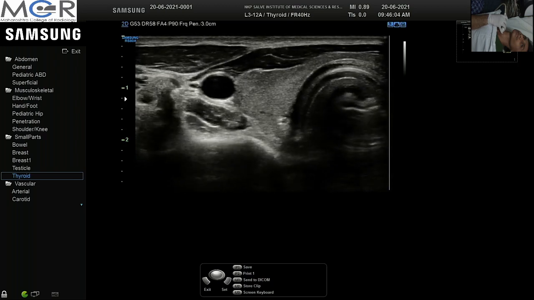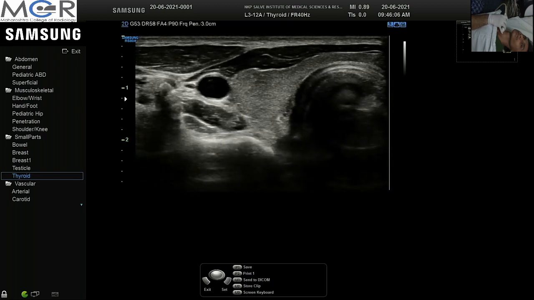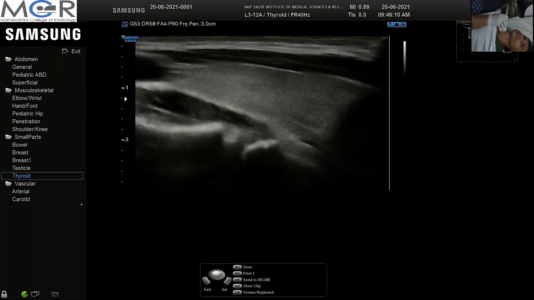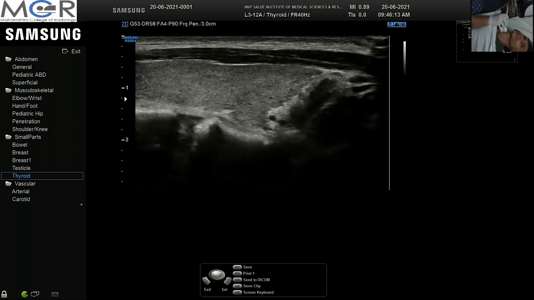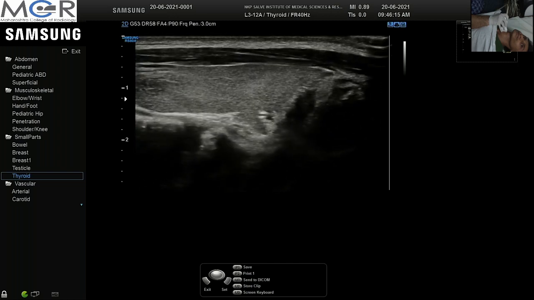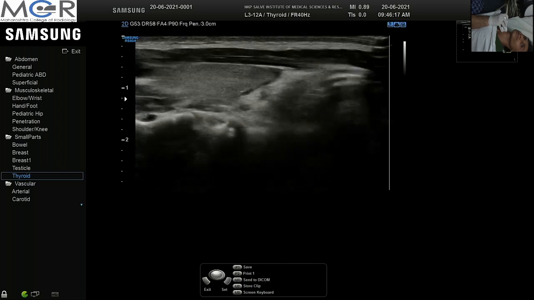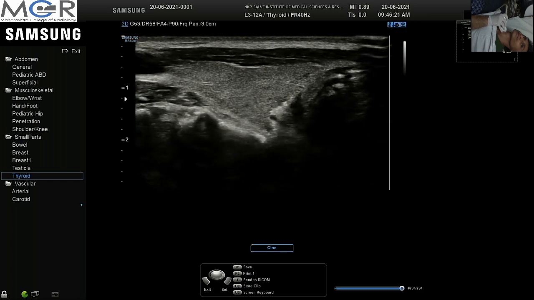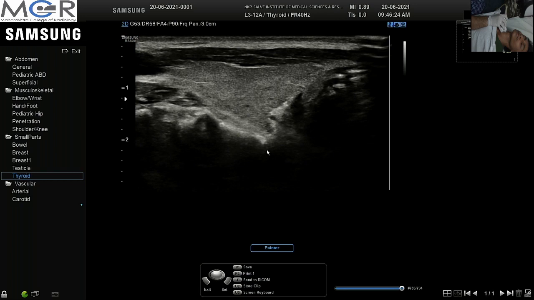Zuckerkandl tubercle is seen in up to 60% of the thyroid lobes. It is the posterior extension of the lateral lobes of the thyroid. If you see here, there is just a lip of thyroid tissue which is coming posterior, and it is connected with the main thyroid gland with thyroid tissue. This is the Zuckerkandl tubercle.